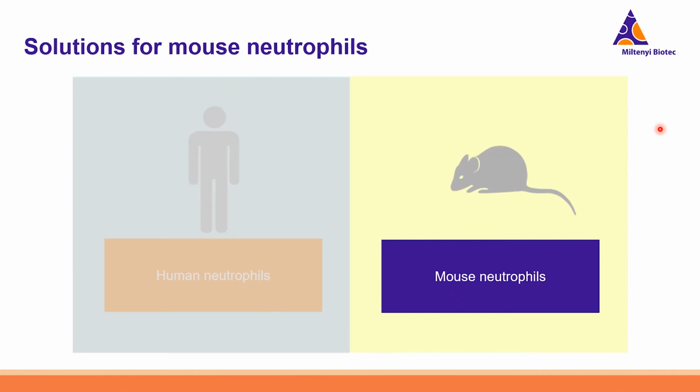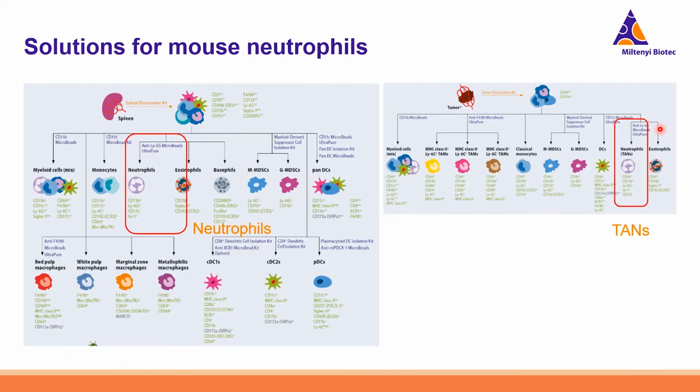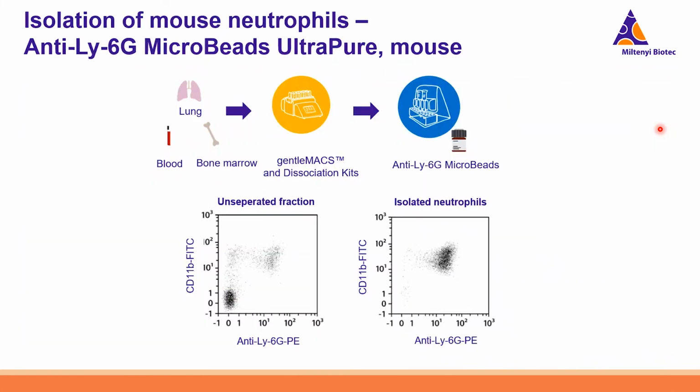Now, let's go to the solutions for mouse neutrophils. Here we also have rich solutions for different tissues. And here I introduce to you the anti-Ly6G MicroBeads UltraPure for the isolation of mouse neutrophils from lung tissue, blood, or bone marrow. And in the dot plots, you observe the cells before separation and the effectively isolated neutrophils, indicated by CD11b and anti-Ly6G staining.